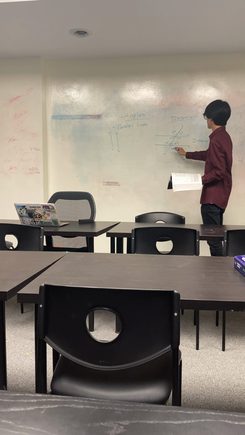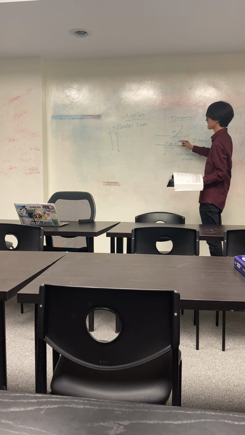Anyway, you get the idea. And the same thing with the obtuse ones, right? H is obtuse, A is obtuse, they're going to be equal. E is obtuse, D is obtuse, they're going to be equal.